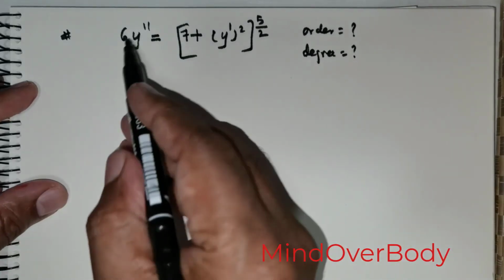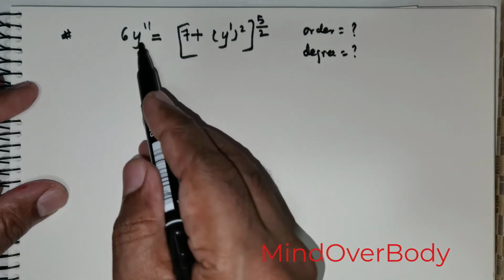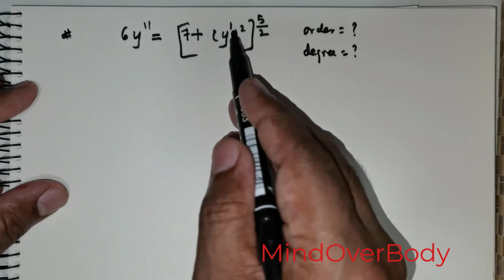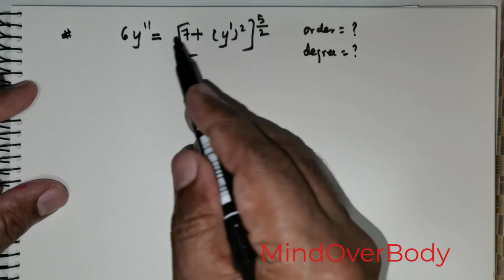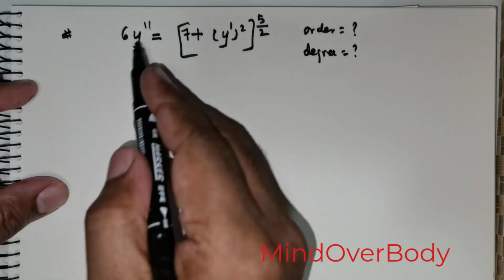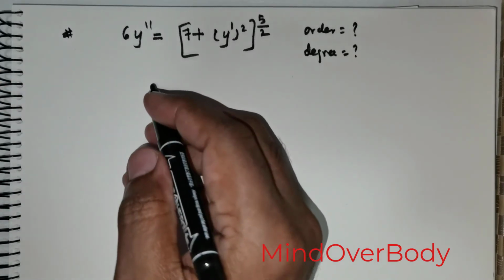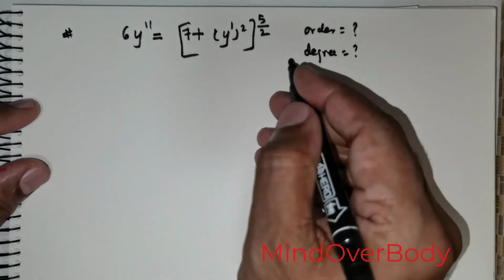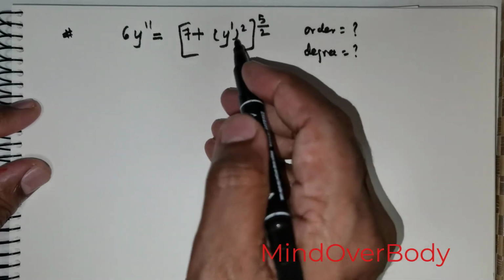Students, we are expected to find the order and the degree for this particular question. We are given 6 times y double dash is equal to 7 plus y dash raised to the power of 2, the entire quantity raised to the power of 5 over 2. Now we are not given terms like d²y/dx², but instead we are given y double dash. Now this can also be confusing. Now foremost, what you have to do is convert this into polynomial form.